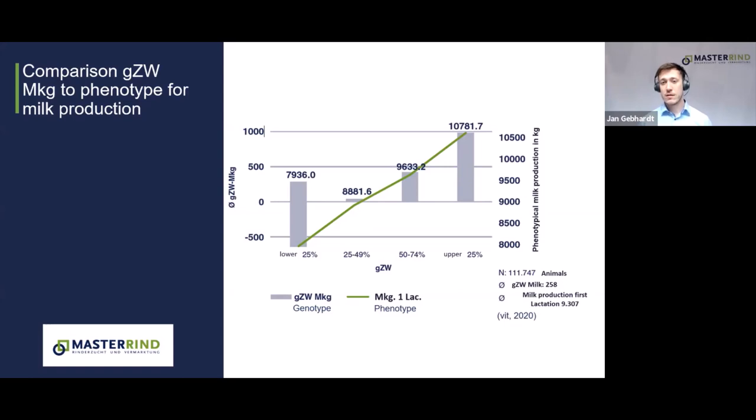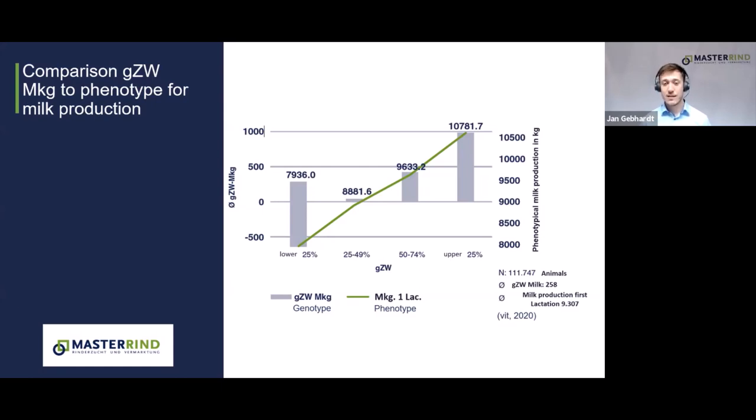This is the best for the breeding value for milk production. They have up to 10,781 kilograms. That's the average of this group, of the best 25% for genomic breeding value at the Backhaus family.